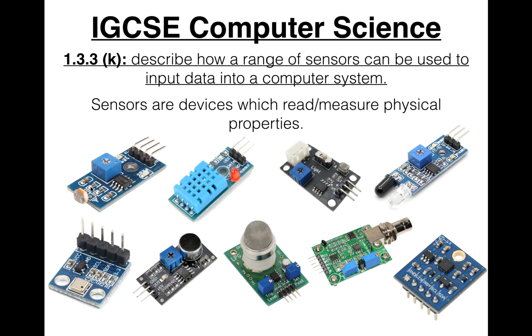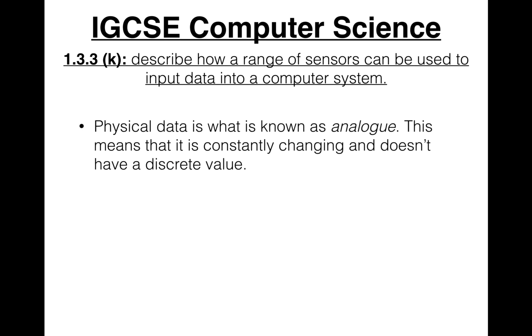This is the temperature sensor. This is the moisture or humidity sensor. This is the light sensor. This is the infrared or motion sensor. This is the pressure sensor. This is the sound sensor. This is the gas sensor. This is the pH sensor. And this is the magnetic field sensor. So these are what we have to know. So we'll look into them now.